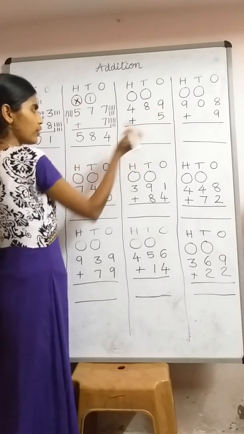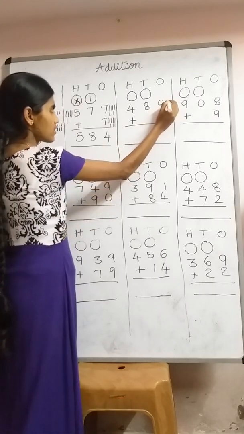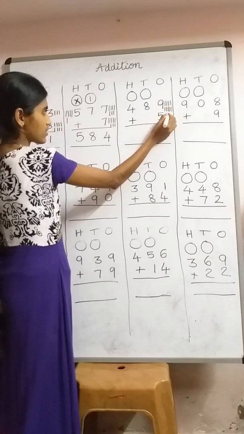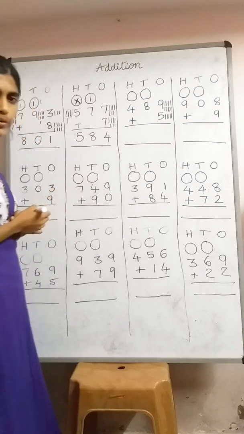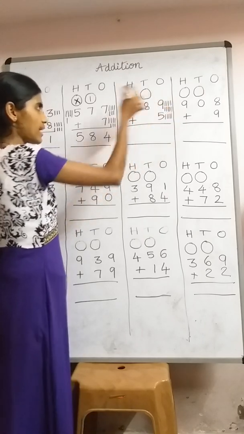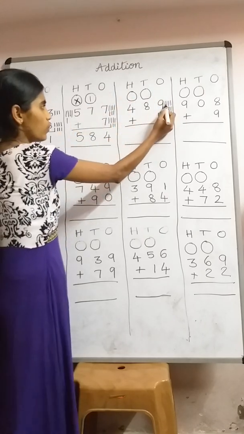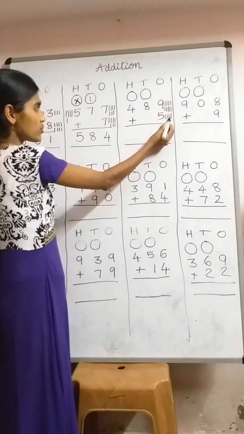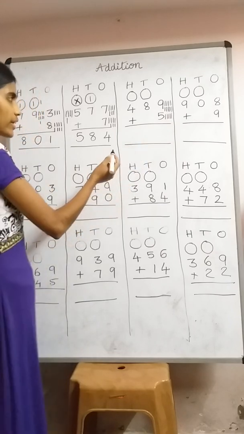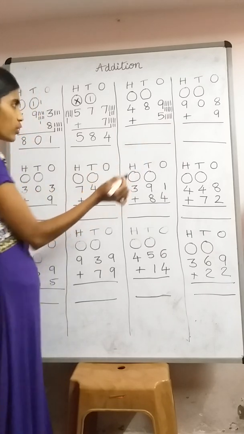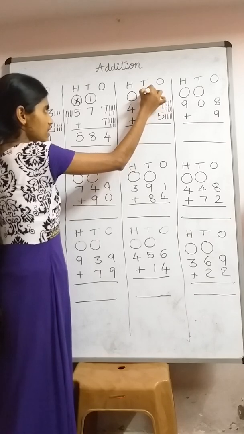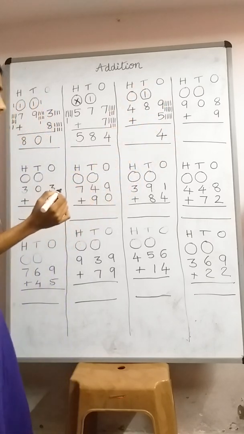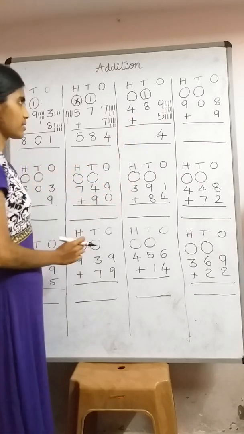So 9 with 5. Draw 9 lines. Draw 5 lines. Now what do you need to do? Count all the lines at the ones place. 1, 2, 3, 4, 5, 6, 7, 8, 9, 10, 11, 12, 13, 14. Okay, how much did we get, children? We got the number 14. First carry 1 and write here 4. Fine? Yes. Now move to the tens place.